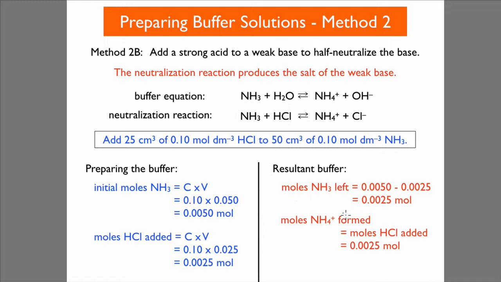And the moles of NH4+ formed will obviously be the amount that reacted, which is 0.0025. So we're going to get 0.0025 moles of the ion forming. So we will have a buffer solution because both the base and its conjugate acid are present.